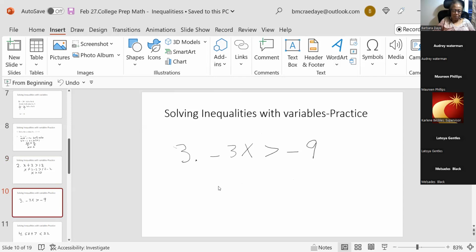Okay, we have another one here. Minus 3x greater than minus 9. Somebody give me an answer on this one? Plus 3 on both sides, Miss Berger. Plus 3 on both sides? You divided by a negative, right? You've got to change the inequality sign. So like Latoya said, let me write down what she did. She divided both sides by -3.